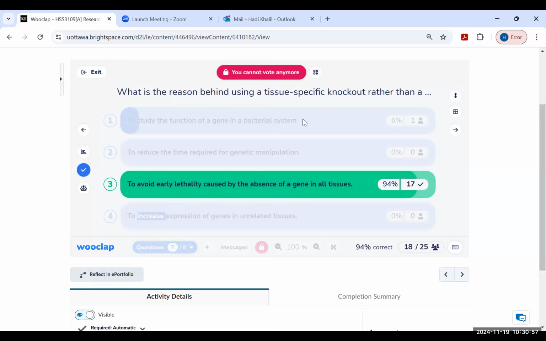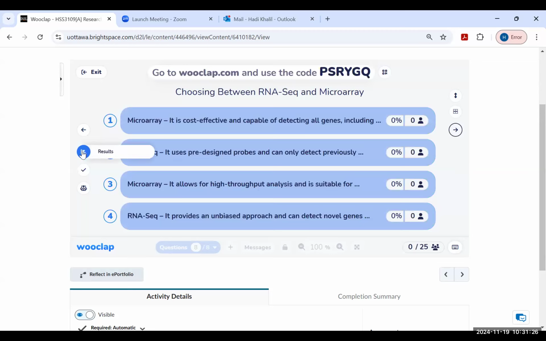So for those who got confused with this one, this could be a part of the application. Why would I generate a knockout animal to go test this in a bacterial system? It doesn't make sense practically. Yes, you can do that if you want, but instead of making a transgenic animal, just take the plasmid and the vector and go to that bacterial system and express it there. Okay, makes sense now.